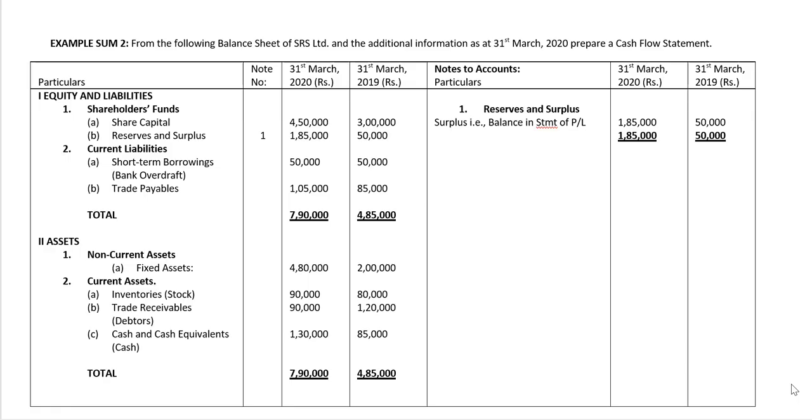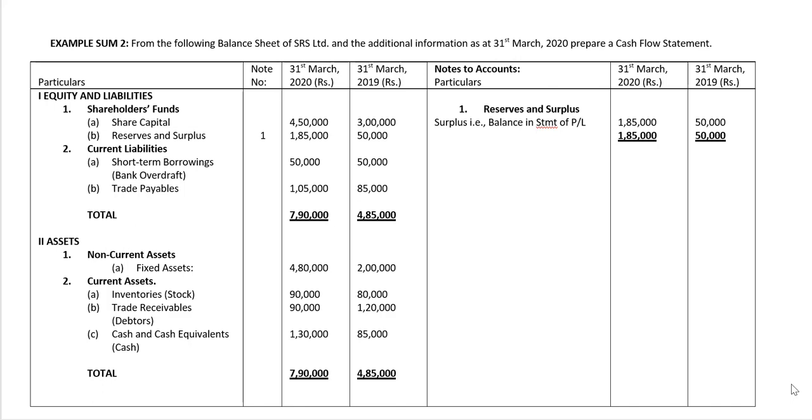Hi, we are in the second complete comprehensive example in this chapter of cash flow statement. Let's go to the example sum 2. From the following balance sheet of SRS Limited and the additional information as of 31st March 2020, we are asked to prepare the cash flow statement.